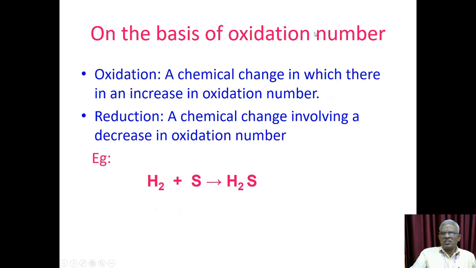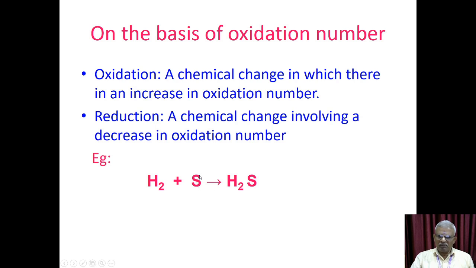So on the basis of oxidation number, how do we define oxidation and reduction? Oxidation is a chemical change in which there is an increase in oxidation number, and reduction is a chemical change involving a decrease in oxidation number. For example, take hydrogen and sulfur. The oxidation states of both elements are 0 because they exist in elemental states. As a result you get hydrogen sulfide gas. Now in this case sulfur gets reduced.